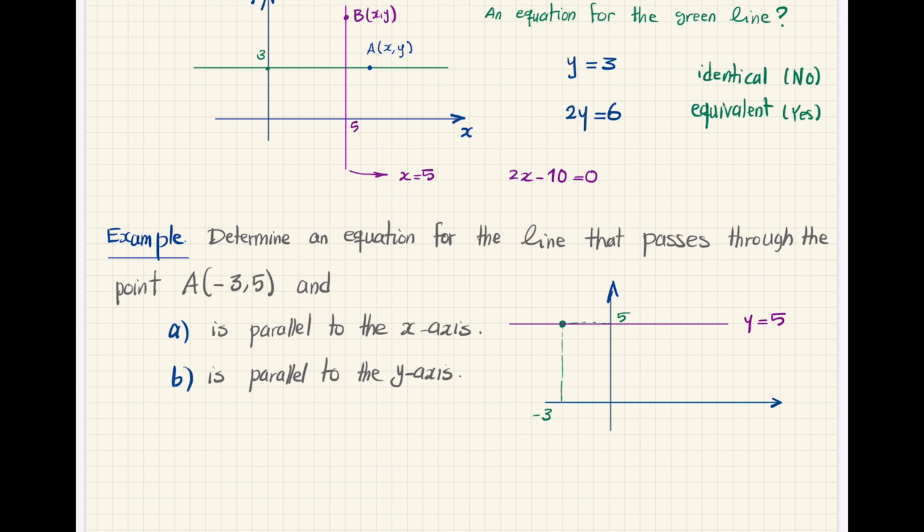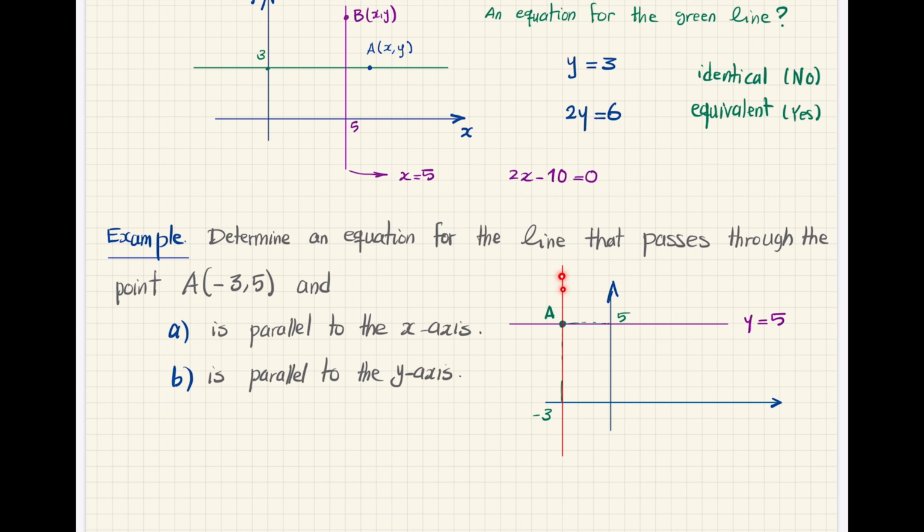So what's the answer to the second one? x equals -3. Yes, exactly. Because now I am interested in the line that passes through the point. So let me just mention that in this case this is our point, and now I am interested in an equation for this vertical line that passes through this point.